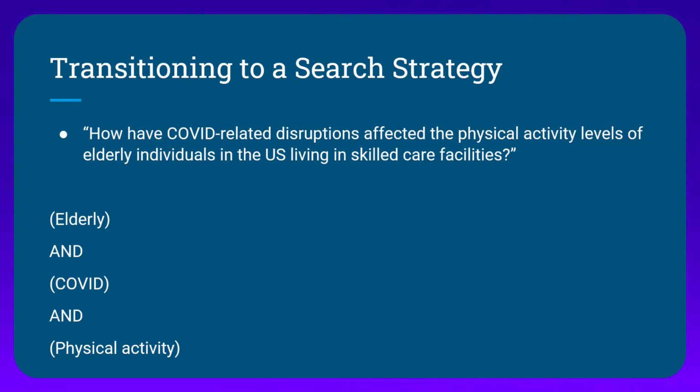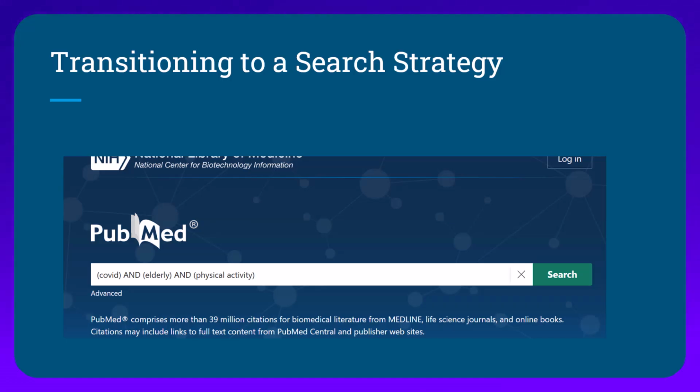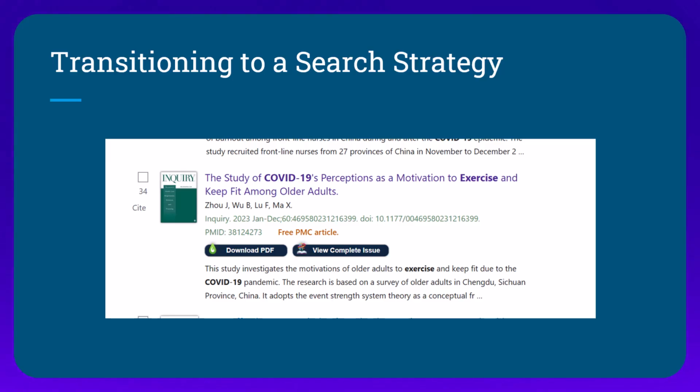Here I've substituted in the actual P, E, and O elements from my research question, and the result is elderly, and COVID, and physical activity. This is our initial search strategy. We will use this as a starting point and continue to make refinements. I can just cut and paste this search strategy into a database such as PubMed, as shown here. And from there, I can attempt to identify candidate articles, using them to identify more possible words to add to my search strategy.